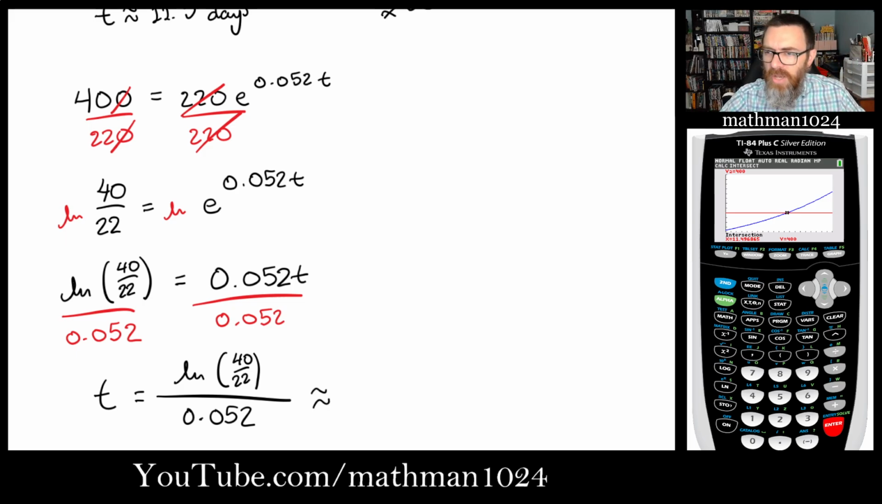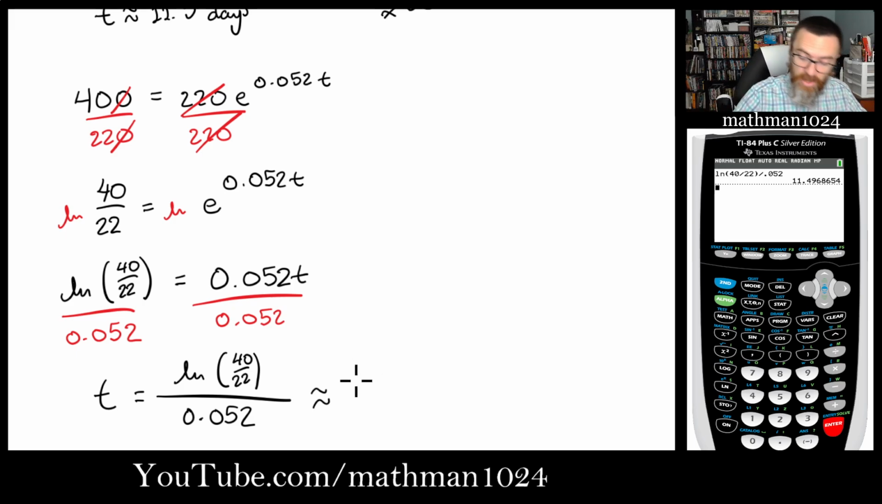Now if we go to the calculator, let's go second quit to get back to our calculating screen. Natural log of 40 divided by 22, all of that divided by 0.052. And yeah, there we go. That's the same value that we had before. This is about 11.5 days, because again, t is being measured in days.